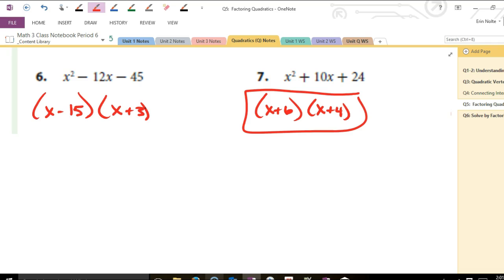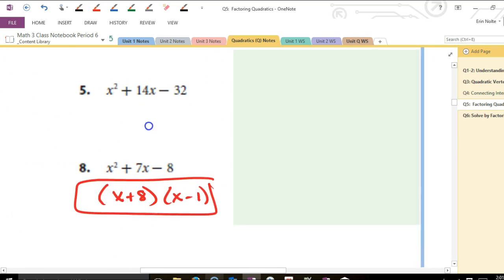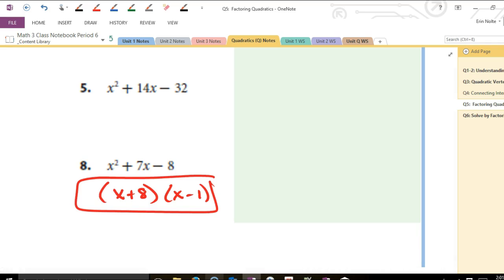Let's definitely do another one. All right, number 5, write it down. What two numbers multiply to -32 and add to 14?